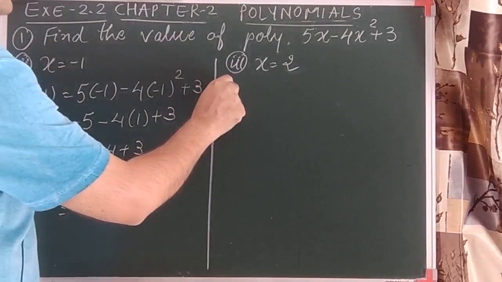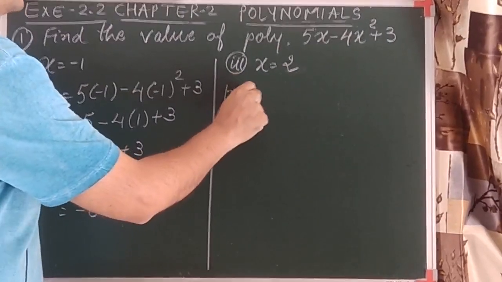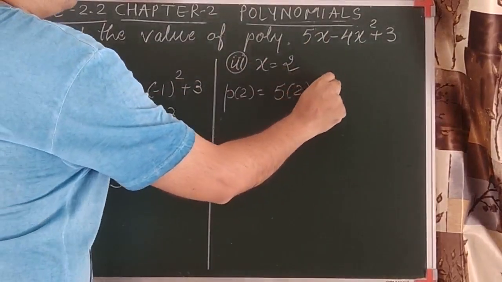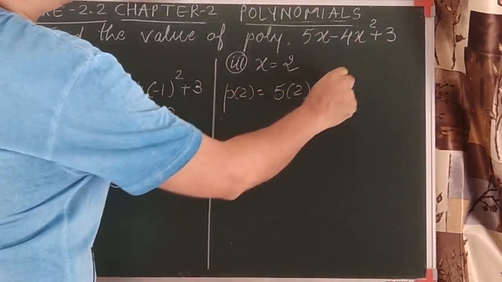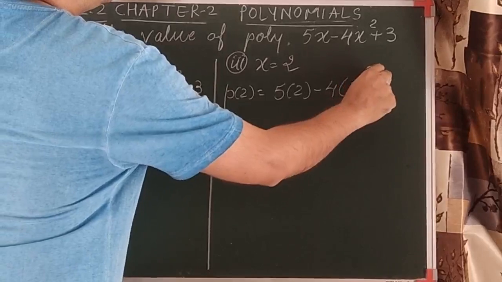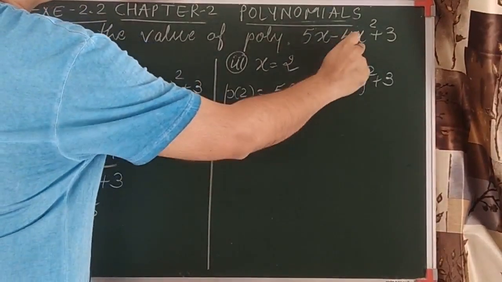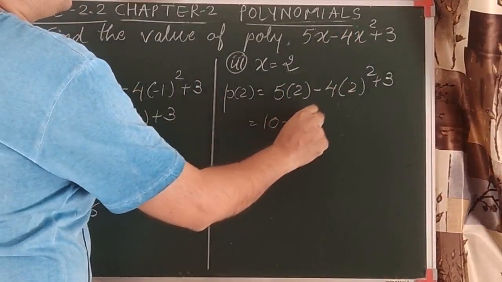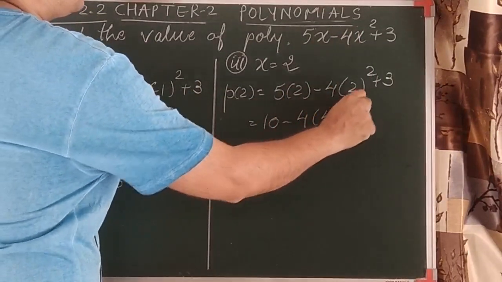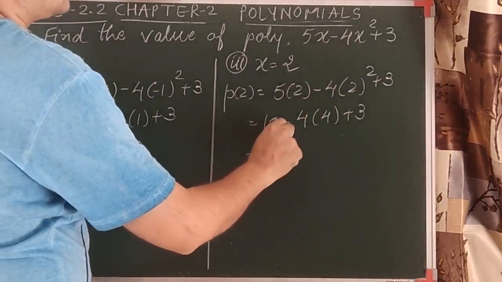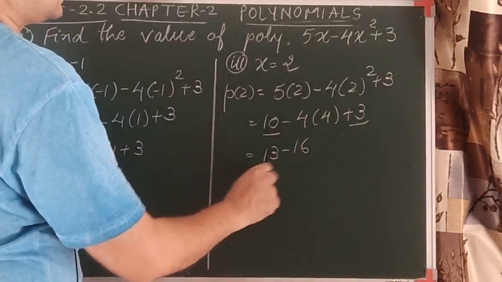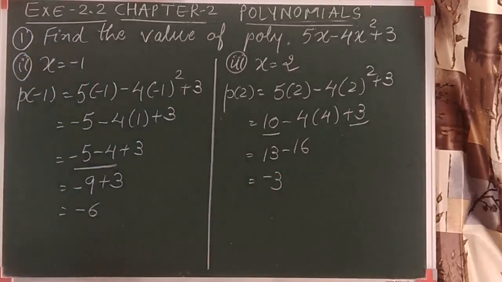Let us do the same way. Substitute the value of x as 2 in this polynomial. So p of 2 is equal to 5 into 2 minus 4 into 2 square plus 3. I have substituted the value of x as 2. So 5 2s are 10. Minus 4, 2 2s are 4, plus 3. We can do the sum of these two as both are positive. So 13 minus 4 4s are 16. So the answer comes minus 3.